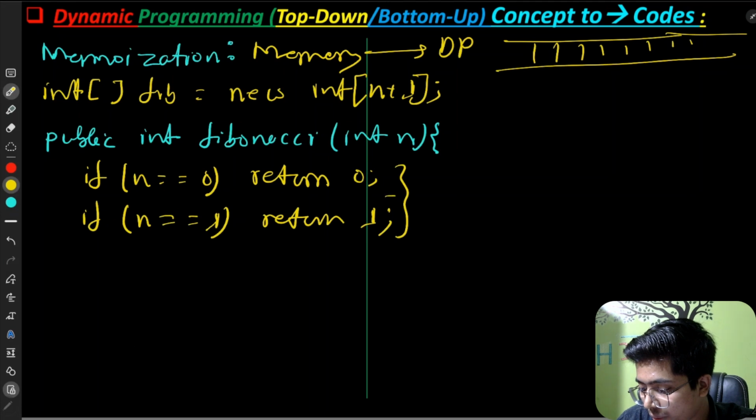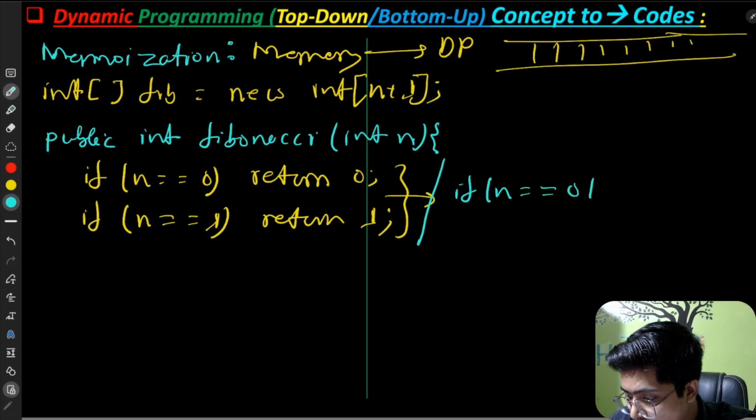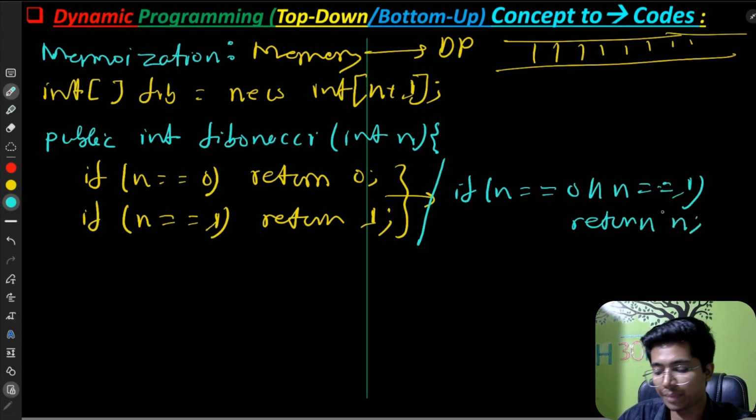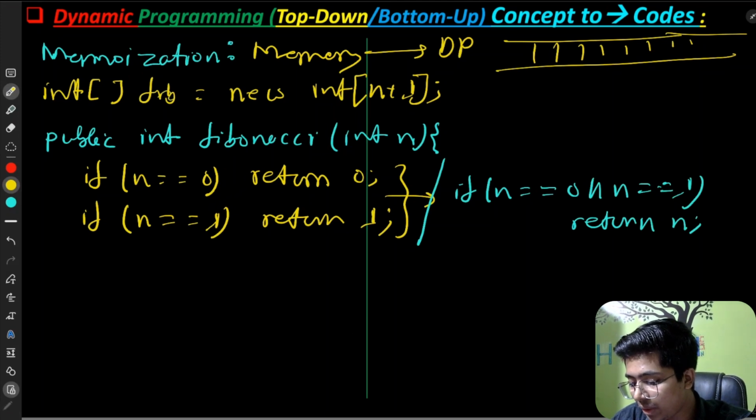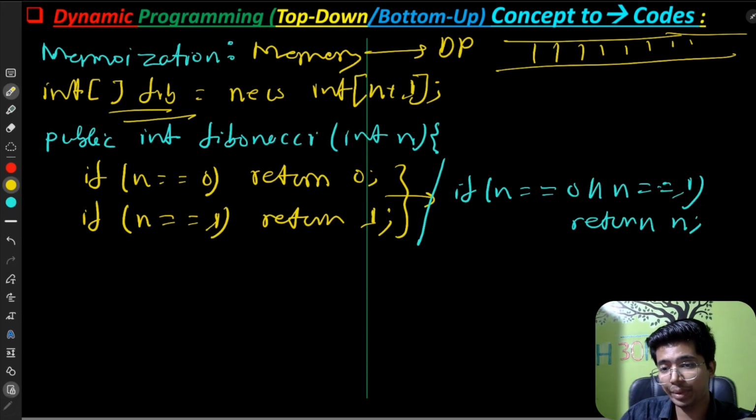We could write this entire code in one line also, like this. If n equals 0 or n equals 1, return n. We could write in this manner also, that is the same thing. So first we wrote the stopping criteria, stopping conditions. Now we will calculate the value and we will store it in here. Before we check, now we will be storing the value.